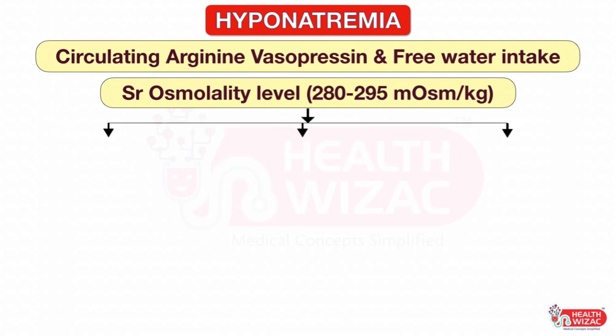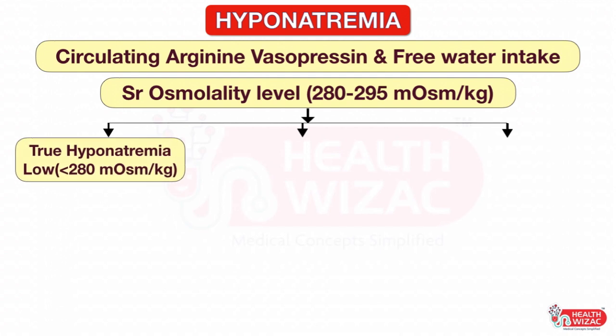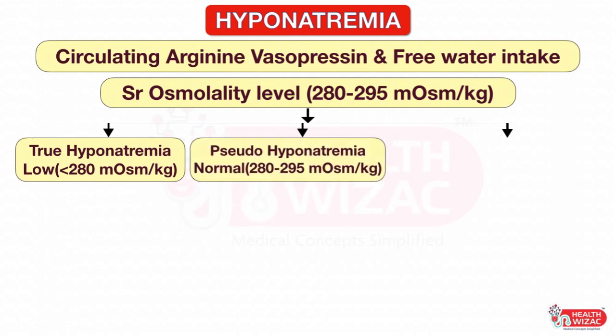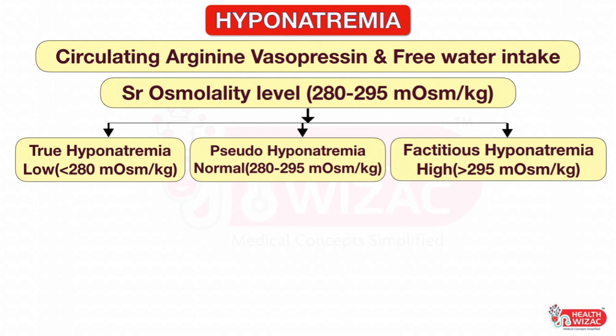First, true hyponatremia, in which the serum osmolality level is below 280 milliosmoles per kg. Second, pseudo hyponatremia, in which the serum osmolality level is between 280 to 295 milliosmoles per kg. And third, factitious hyponatremia, in which the serum osmolality level is more than 295 milliosmoles per kg.